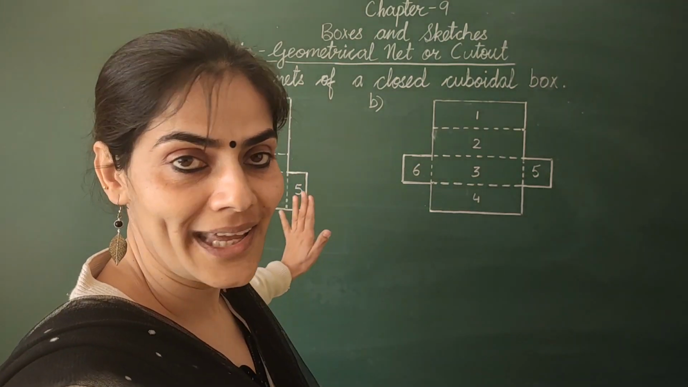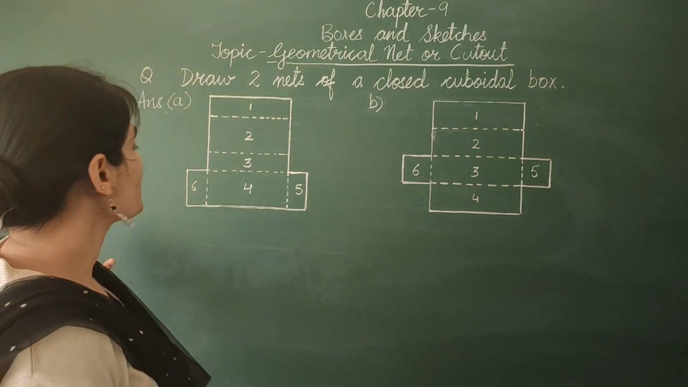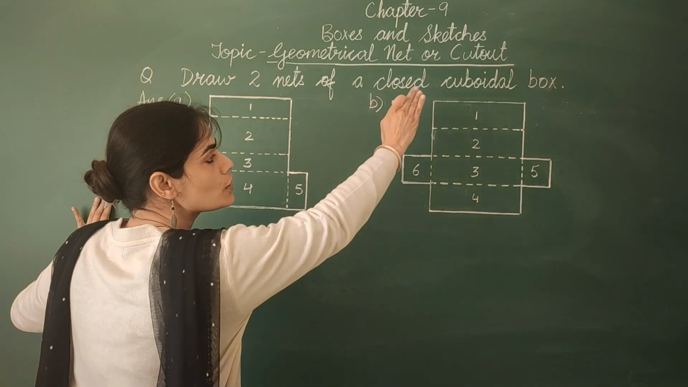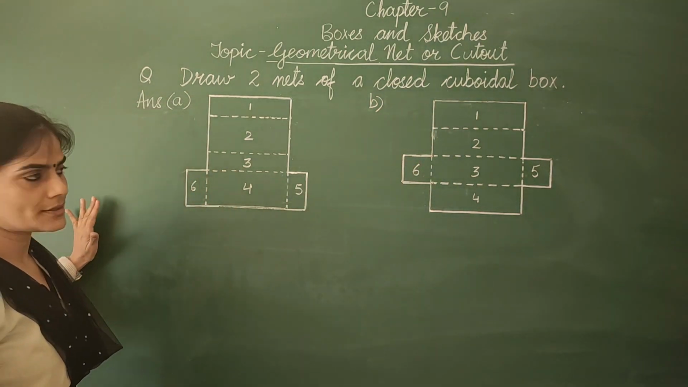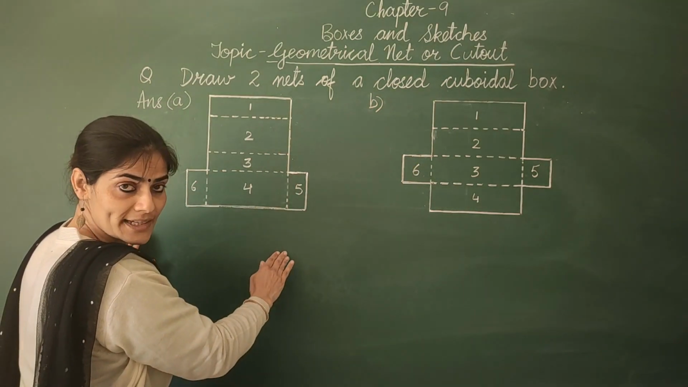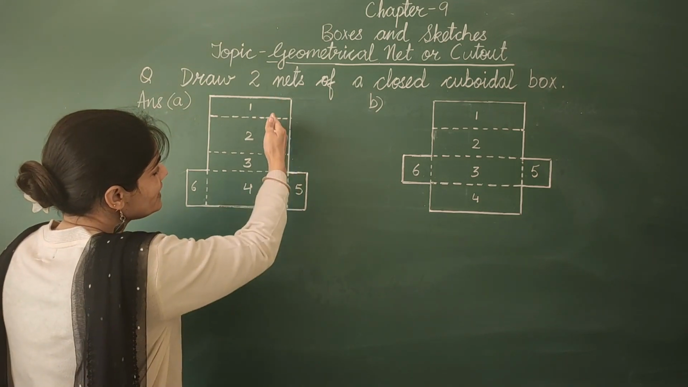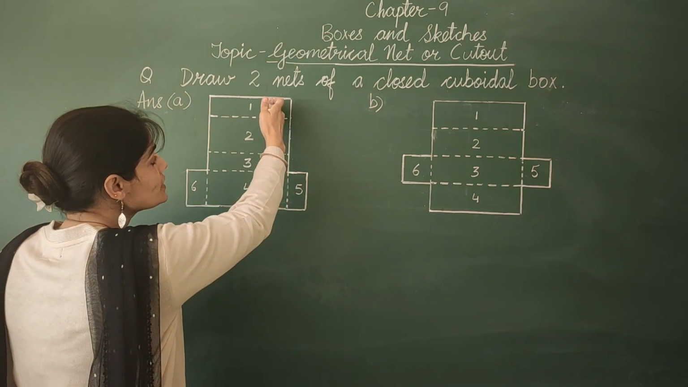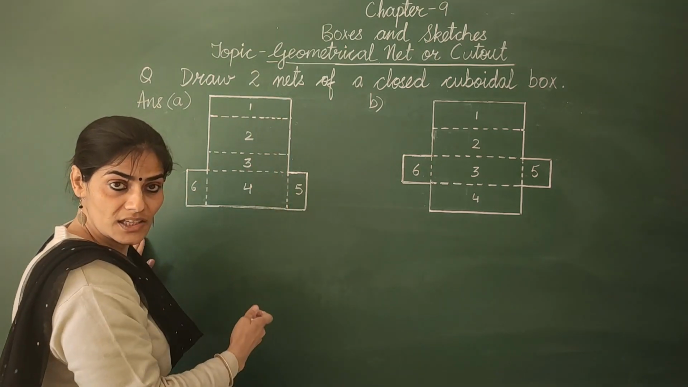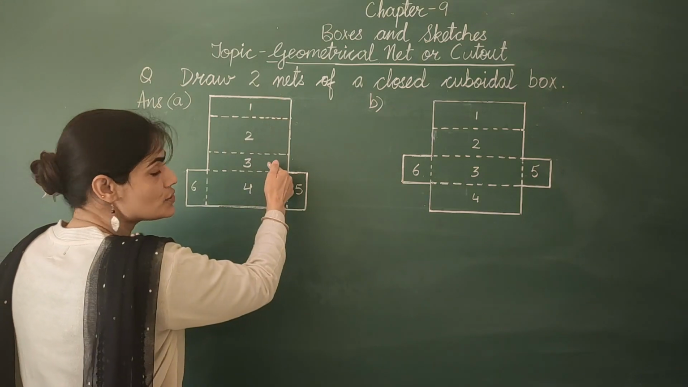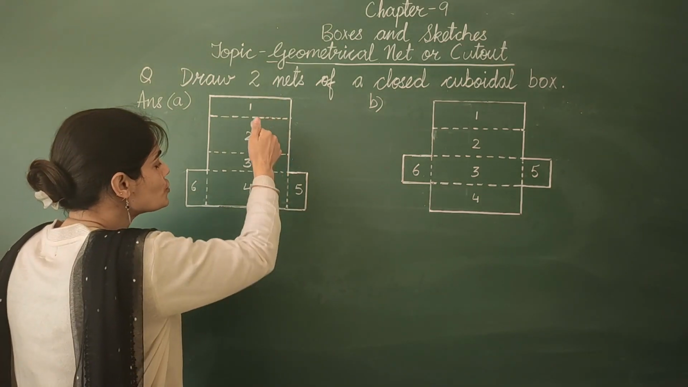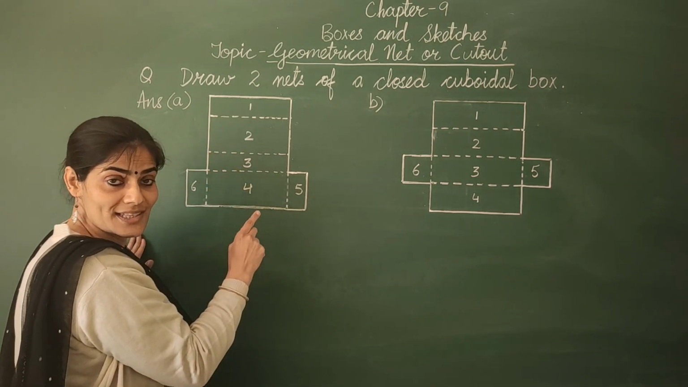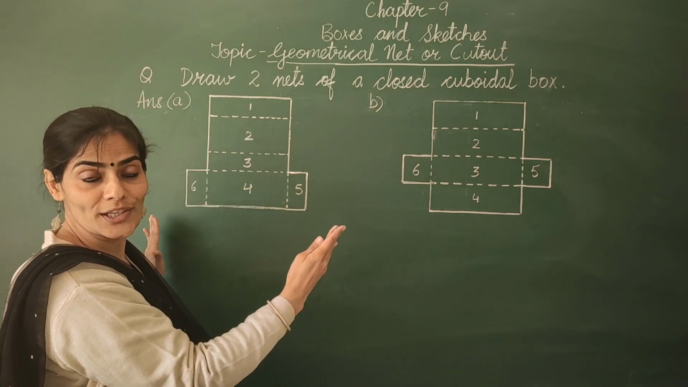So, let me explain the nets drawn here. The first question is, draw 2 nets of a closed cuboidal box. Children, in the first net, what do you observe? These faces in a line here, in these faces, the alternate faces are equal. Face 1 is equal to face 3. Face 2 is equal to face 4. So in such a case, the side faces are also going to be rectangles.